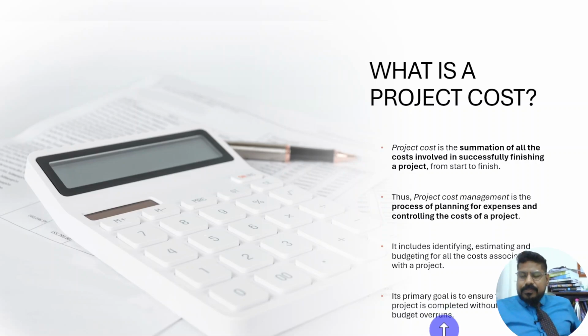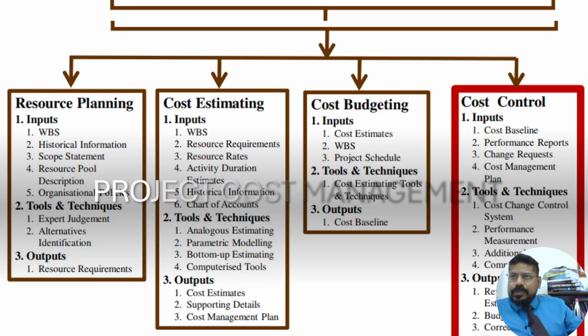And last, its primary goal is to ensure that your project is completed without any major budget cost overruns. As you know, scope, time, and cost are known as triple constraints, and time and cost are limited constraints, so you cannot have a lot of them. So we need to complete the project within time, within cost, and meeting all the scope. Let's understand this.